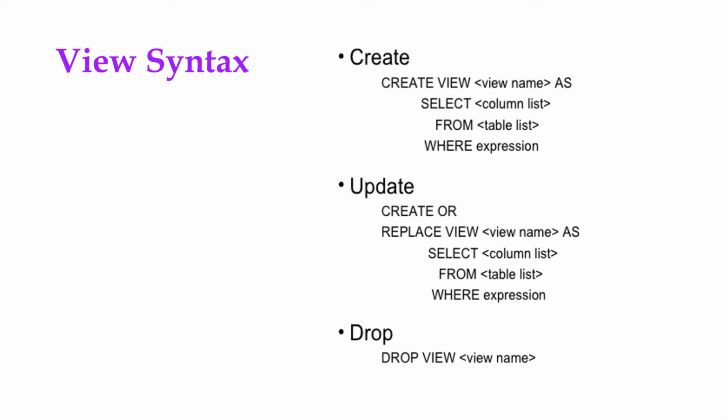Now once the view has been created, you can do some modification to the view structure using an update statement. That is done by create or replace view view name as select column list from table list where expression. Then coming to the drop: once the work of the view is over, you can drop the structure of the view like drop view view name. It will just delete the view structure from the database.